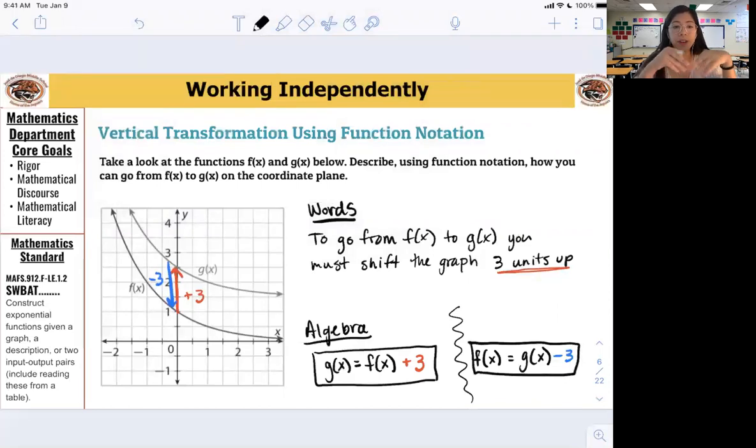And another good point in the chat is this graph: are f of x and g of x increasing or decreasing? Is g of x increasing? Both of them, because remember, when we shift it, we don't change the direction at all. So are they both increasing or decreasing? Decreasing, yeah.